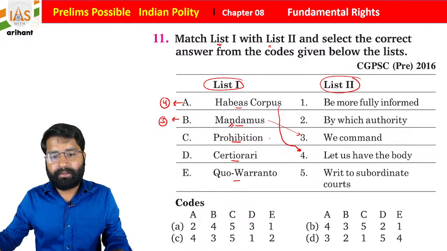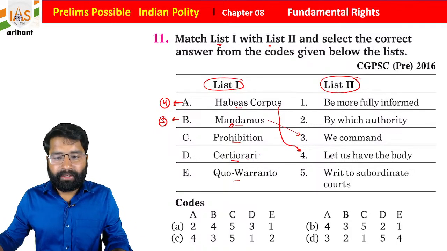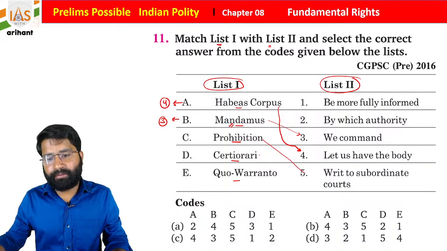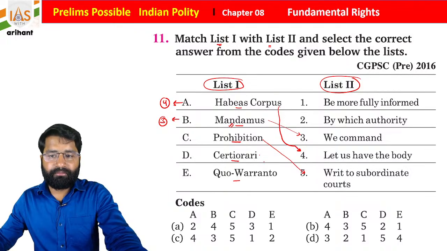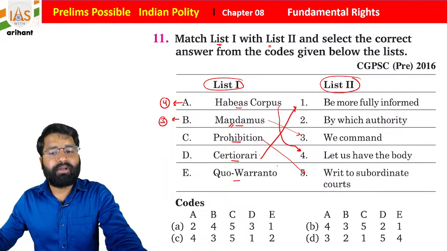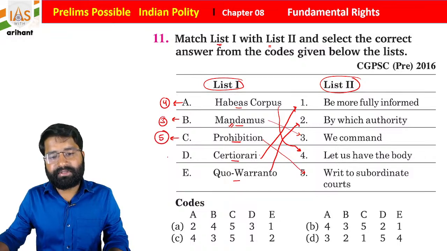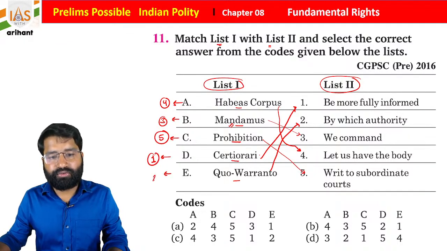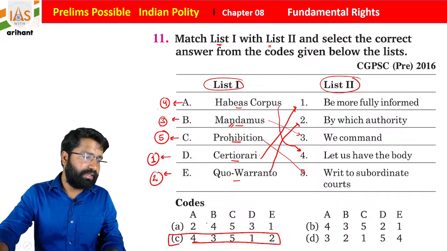And then we have certiorari and then quo warranto, students. If you see prohibition, it is a writ to the subordinate court. Certiorari is basically to be more fully informed. And if you go to quo warranto, that means by what authority. So basically prohibition is C5, certiorari is 1 and quo warranto is 2. So 4 3 5 2 1, option C is going to be right for the same, students. I hope you are getting it.